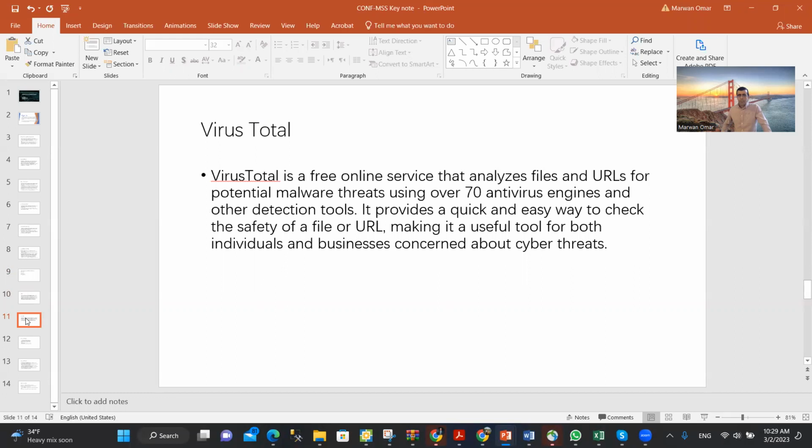We already talked about VirusTotal, which is a free online service that analyzes files and URLs for potential malware threats using over 70 antivirus engines and other detection tools. It provides a quick and easy way to check the safety of a file or URL, making it a useful tool for both individuals and businesses concerned about cyber threats.